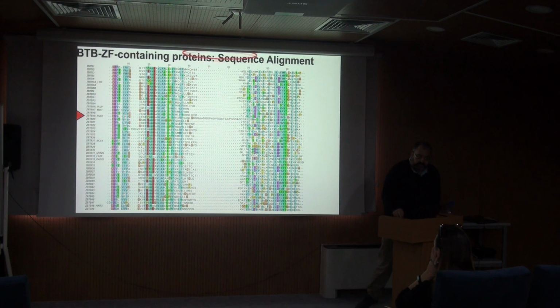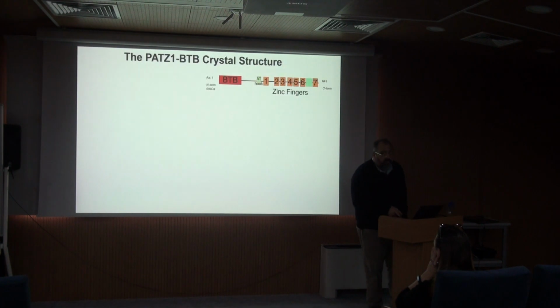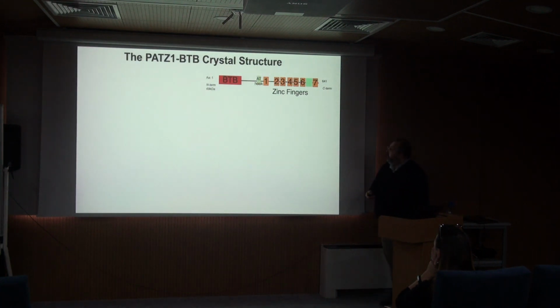There's one thing that's striking, and that's this one here, that happens to be PATS1. So compared to all 49 other family members, only PATS1 has this extra insertion in the middle of this domain. We don't know what that domain does. We wanted to figure this out.